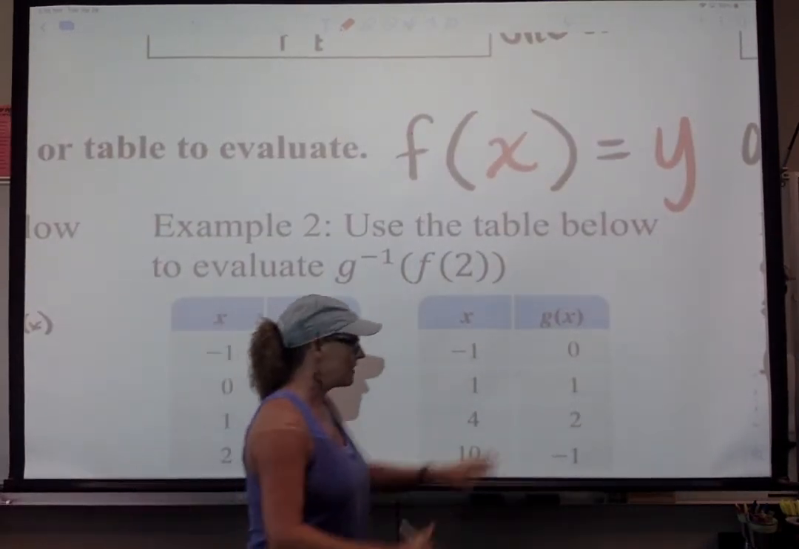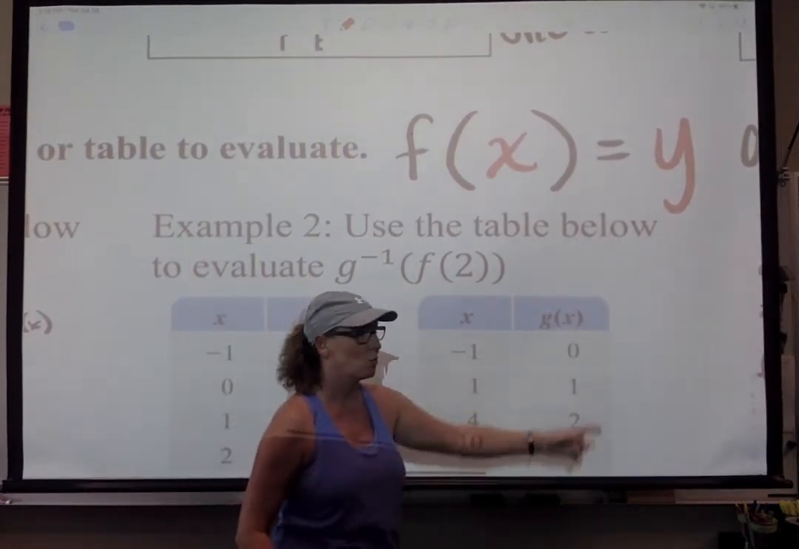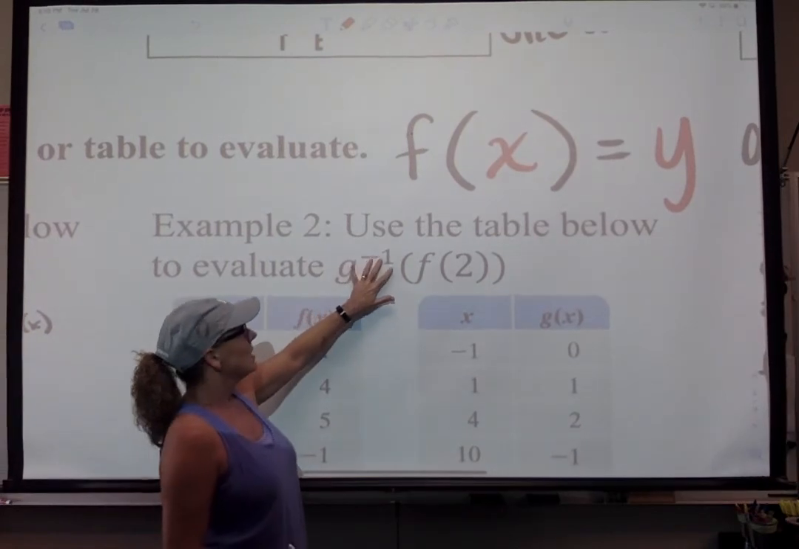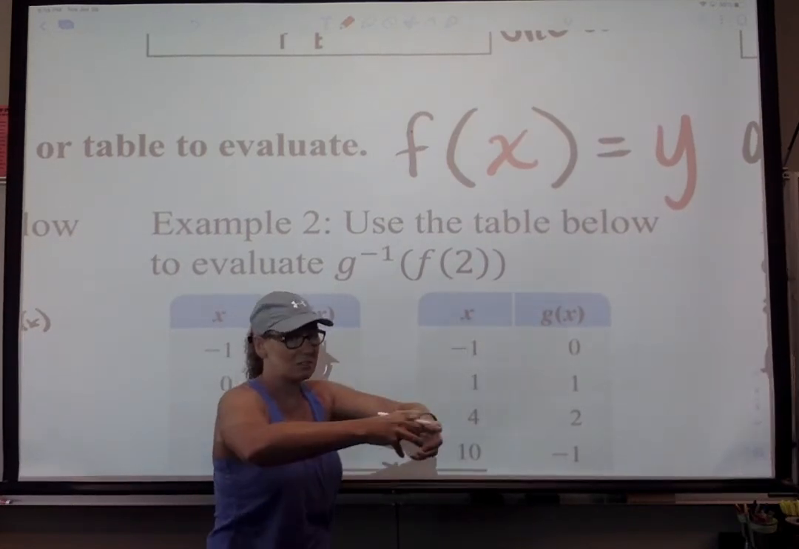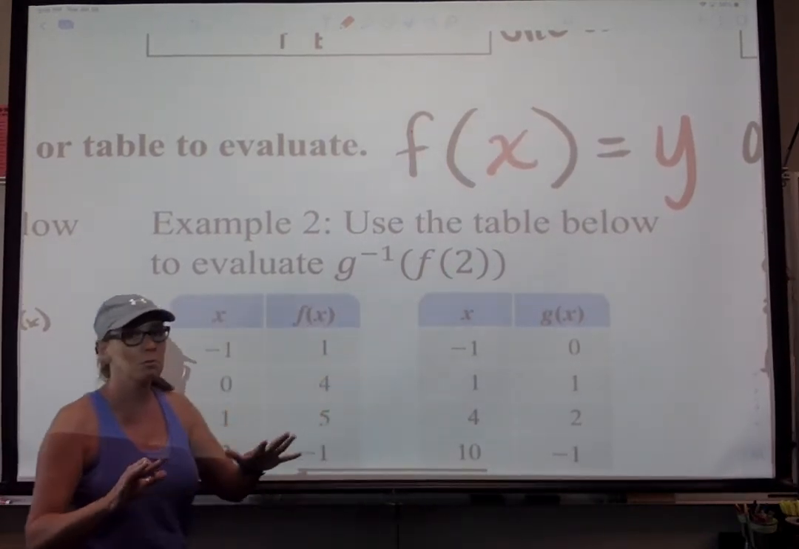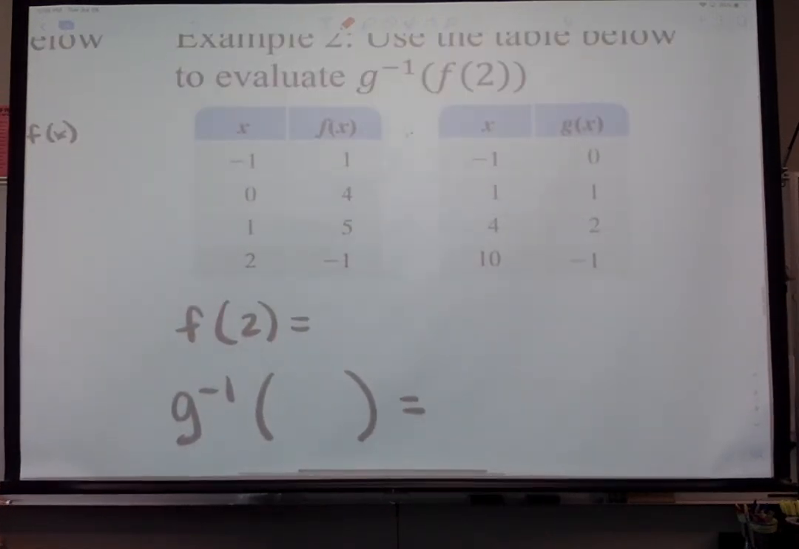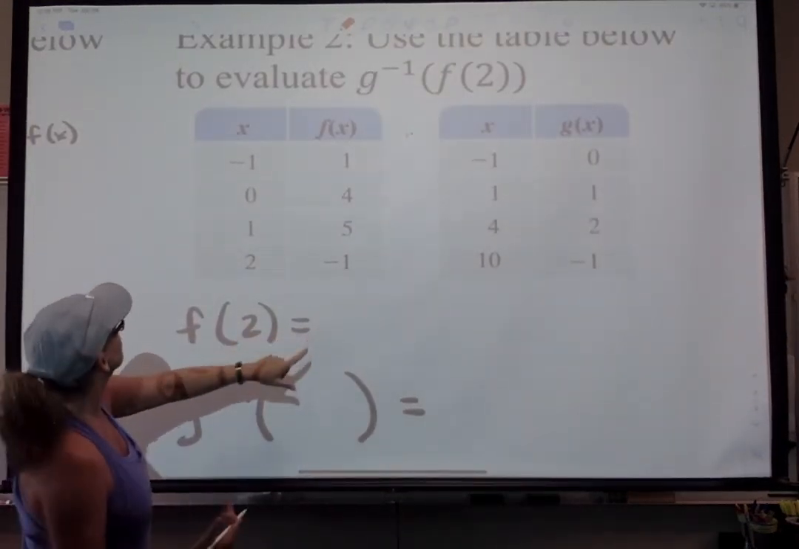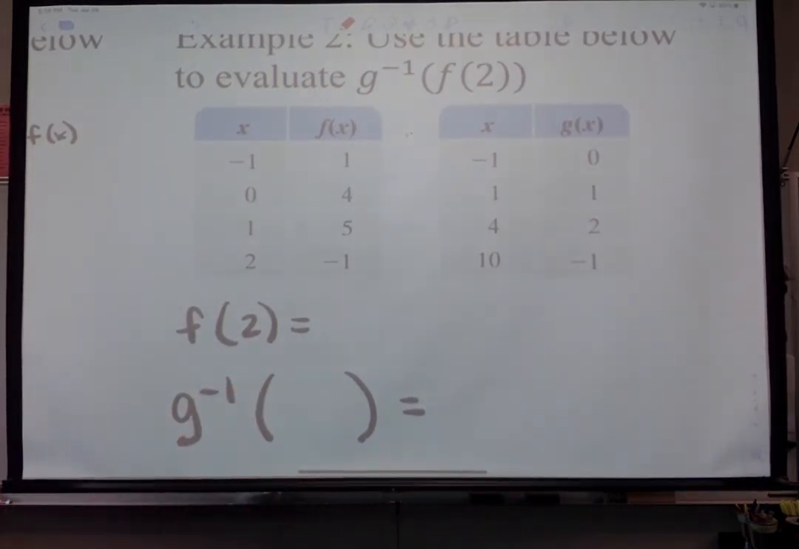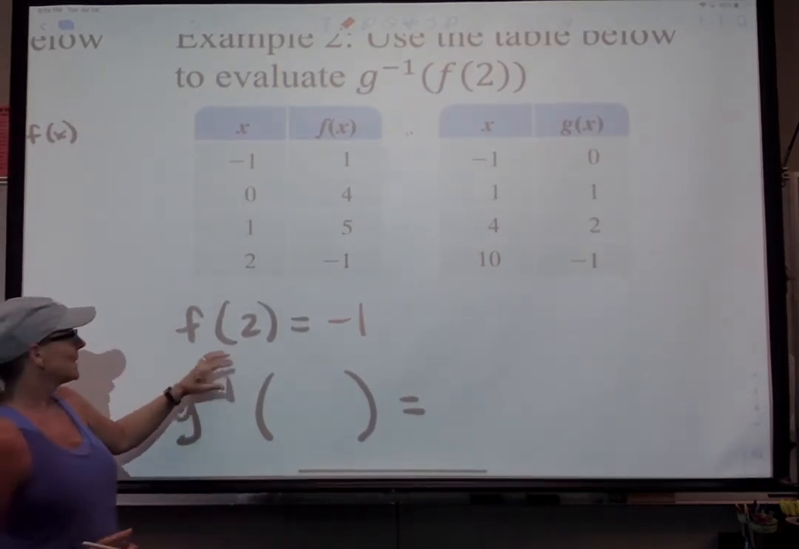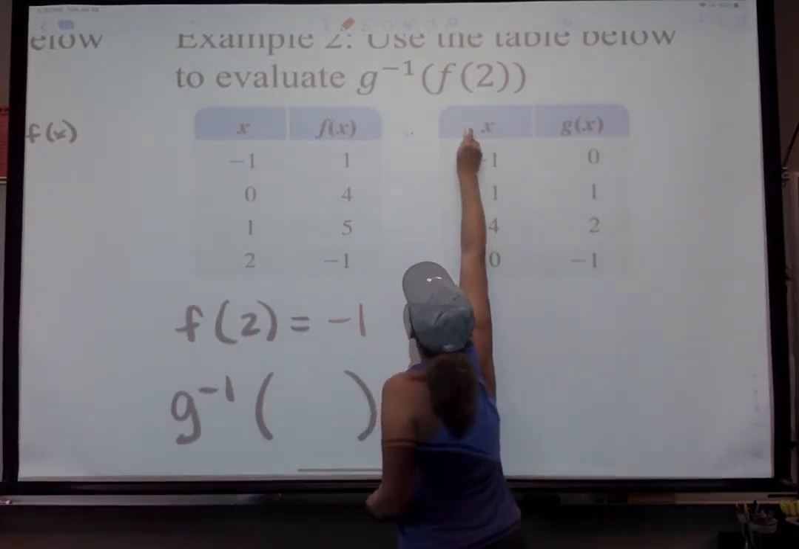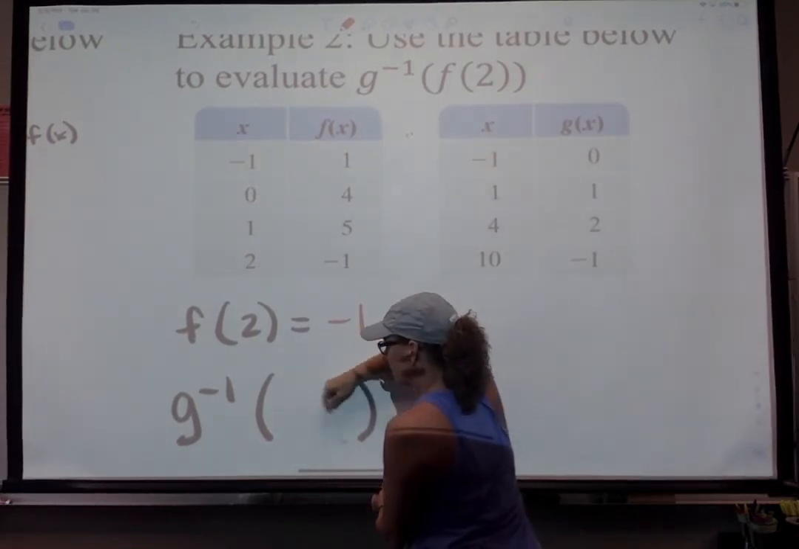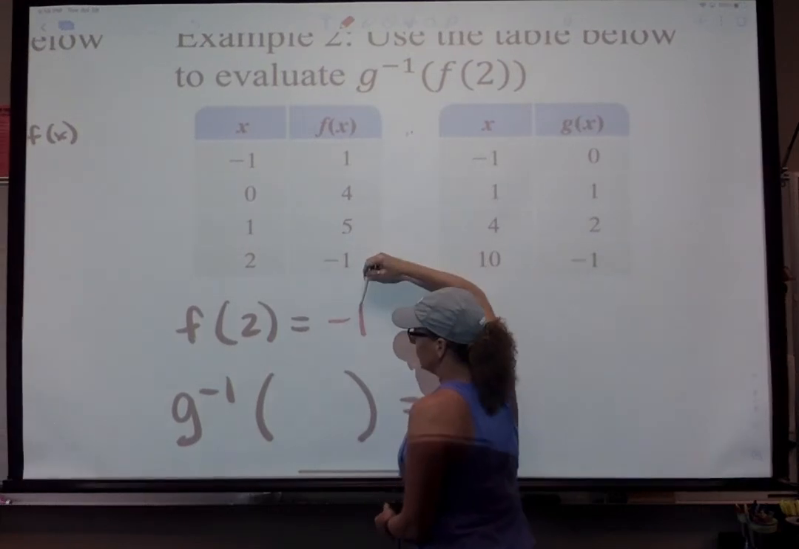In the table, I have normal f of x and normal g of x. I've got x's and y's, x's and y's. The question says, let's look at g inverse of f of 2. Well, let's go inside first. Let's just work on f of 2. This is normal, straight up function notation. Ready? F of 2. When x is 2, y is negative 1. Now, I need the answer to f of 2 to go right here.